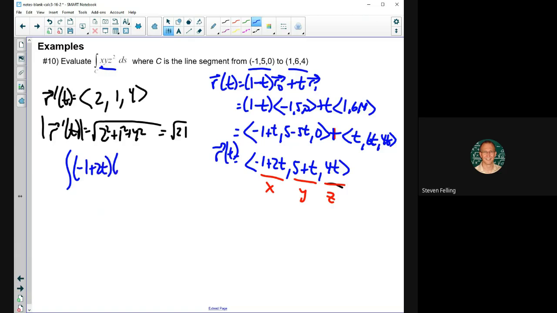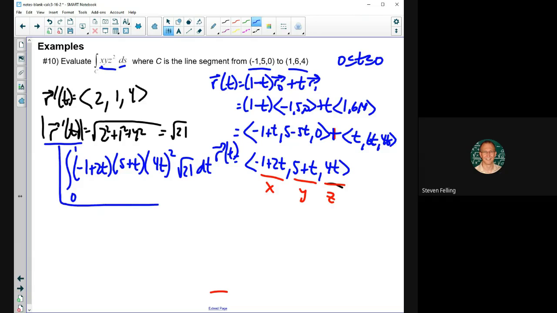And then for the y, I'm going to put in 5 plus t. And for the z here, I'm going to put 4t, but that z is squared. And for the ds, I'm going to put the magnitude of the tangent vector, and then dt. And then I have to figure out what the parameterization is. Whenever I do a line segment, remember that we're always allowing t to go from 0 to 1. So we would go from 0 to 1. Okay, so that is the setup for this integral.